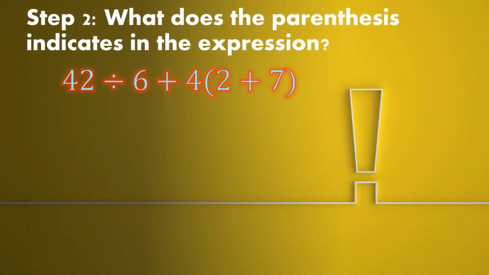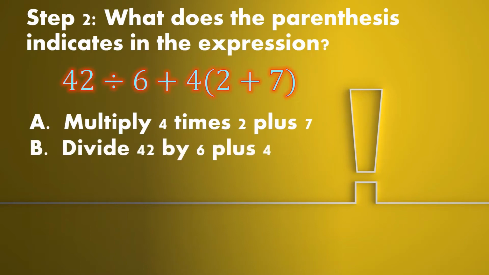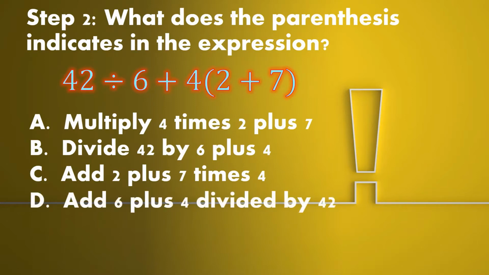Now, what does the parentheses indicate in this expression? A. Multiply 4 times 2 plus 7. B. Divide 42 by 6 plus 4. C. Add 2 plus 7 times 4. D. Add 6 plus 4 divided by 42.